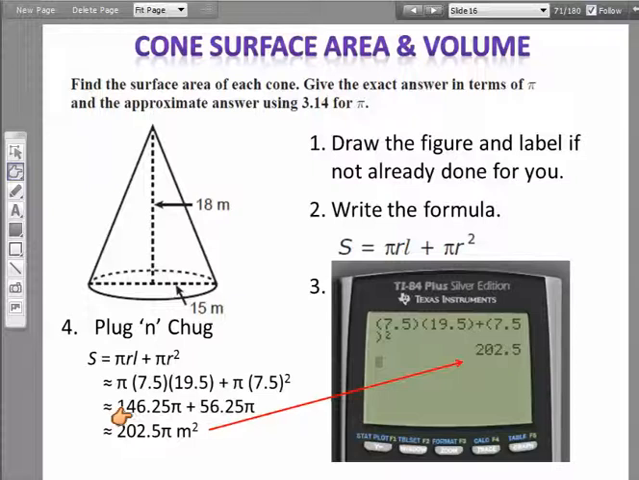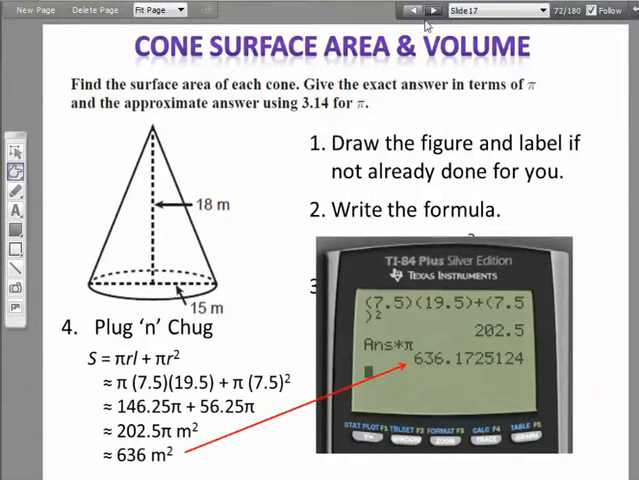Then I add these two guys together. Notice how I went here and 146.25 plus 56.25 is one way you can do this, but when I put it in my calculator I said 7.5 times 19.5 plus 7.5 squared, got the same answer. You can do it whatever's easier for you. And then I said 202.5 multiplied by pi, and I got that the surface area is approximately 636 meters squared.